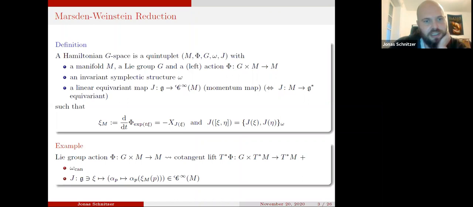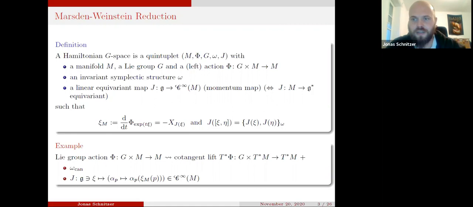Okay, just for convenience, a tiny example. You can cook up these Hamiltonian G-spaces out of any Lie group action just by taking the cotangent lift of it, taking the canonical symplectic structure on the cotangent bundle. And what is left is the momentum map, and the momentum map is basically just the insertion of the fundamental vector field. Okay, so fair.